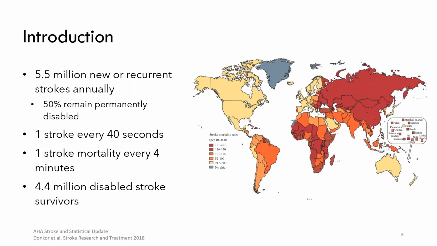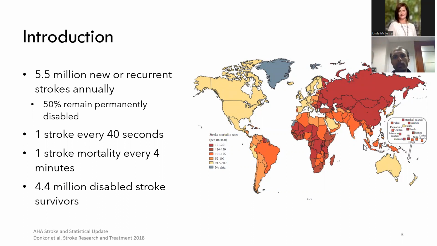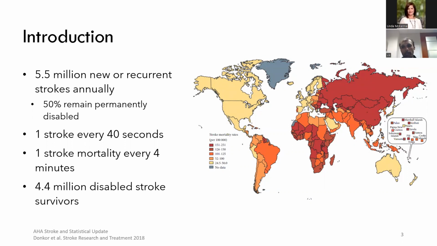So about 5.5 million new or recurrent strokes occur annually across the world. Unfortunately, we know this is a significant portion of morbidity, as 50% of sufferers remain permanently disabled. Some quotes from an old stroke update in the AHA: about one stroke occurs every 40 seconds somewhere in the world, one stroke causes mortality every 4 minutes, and there are about 4.4 million disabled stroke survivors. As we see here around the world, stroke is quite prevalent everywhere, and the mortality rate is quite high.